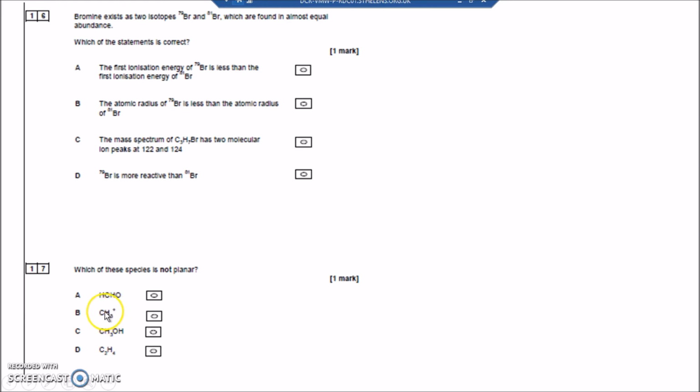3 different H's off that one. Forget about the plus, that's not important. There's 3 different H's off that one carbon. That one's planar. This carbon has 3 H's, no H. It has 4 different groups around it. That's tetrahedral. C2H4 has a carbon-to-carbon double bond, and each carbon then has 2 H's. So it's got 3 different groups attached around each carbon. That's planar. This one, CH3OH, methanol, has 4 different groups around the carbon. That's not planar. It's tetrahedral.